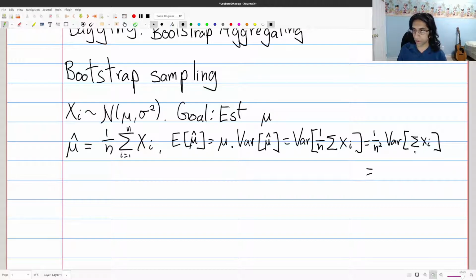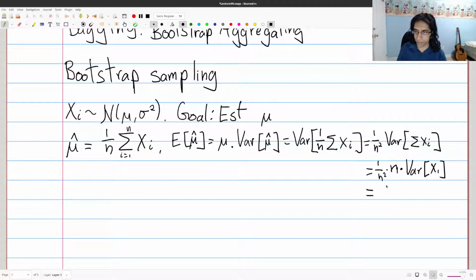And so therefore, this is equal to 1 over n squared times n times the variance of xi, where xi is just an arbitrary one. So let's just say it is equal to the variance of x1.